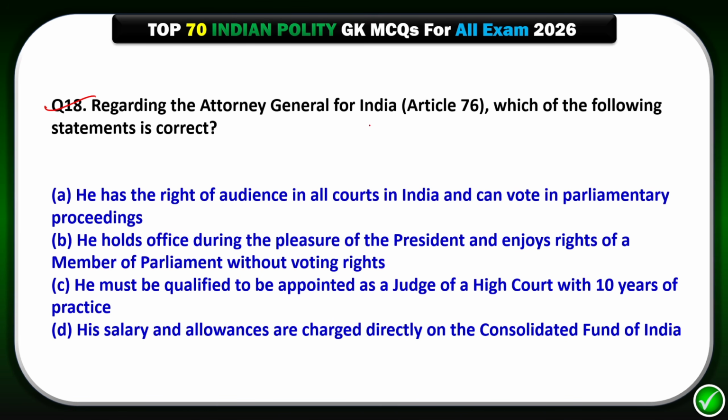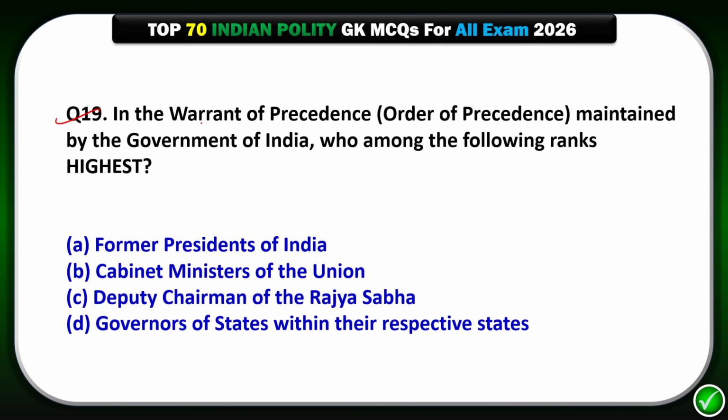18. Regarding the Attorney General for India, Article 76, which of the following statements is correct? Option number B. He holds office during the pleasure of the President and enjoys rights of a member of Parliament without voting rights. Question number 19. In the warrant of precedence, order of precedence maintained by the Government of India, who among the following ranks highest?